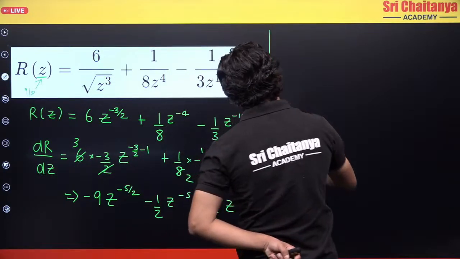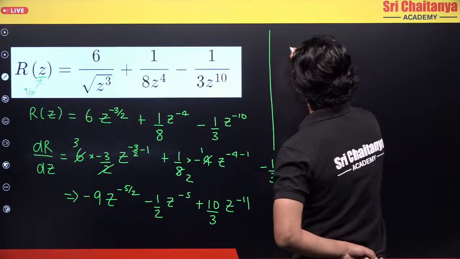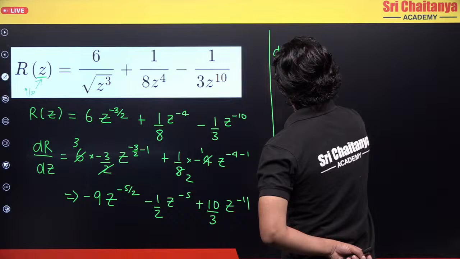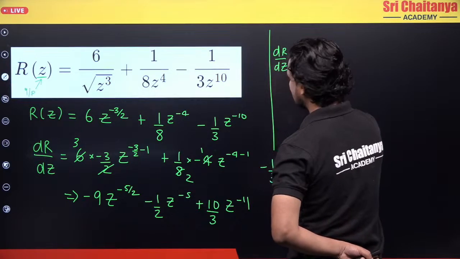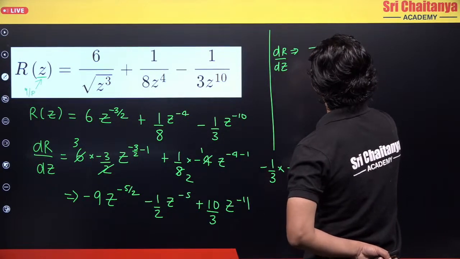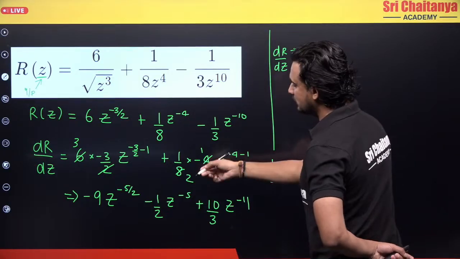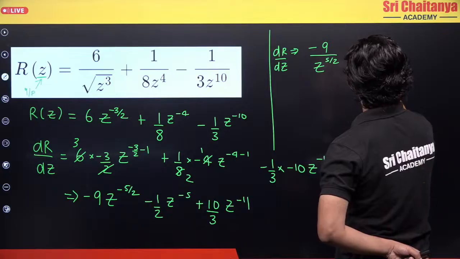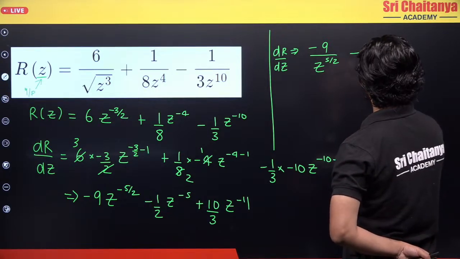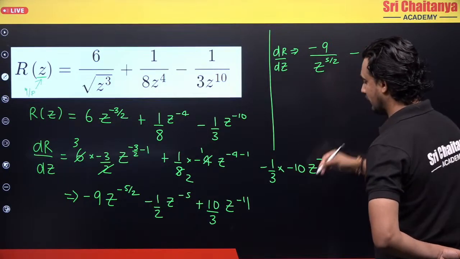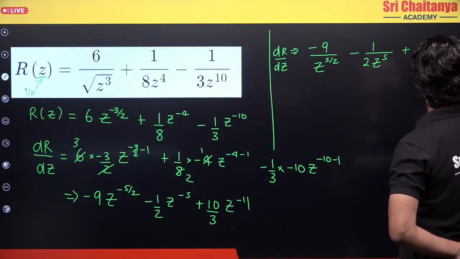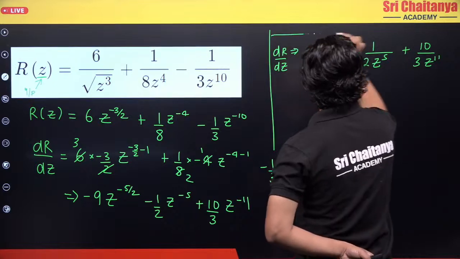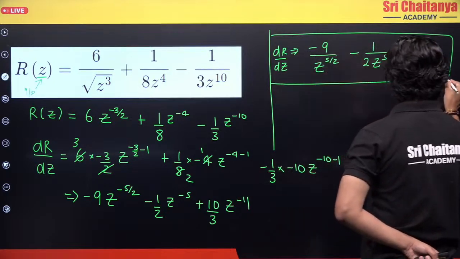Okay, so what is the final answer I can write? dr by dz is equal to minus 9 upon z power 5 by 2, minus 1 by 2 into z power 5, and finally plus 10 by 3 into z power 11. So this is my final answer here. Okay, so this is very easy.